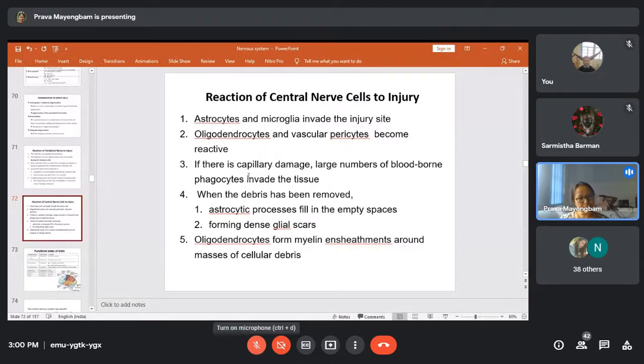But in case of the reaction of the central nerves, the process will be a little different, because here the macrophages will not be available, but the astrocytes and the microglia. These microglia are the resident macrophages in the nervous system. They will help in that process. And there will be no role played by the Schwann cells, but the role will be played by the oligodendrocytes.